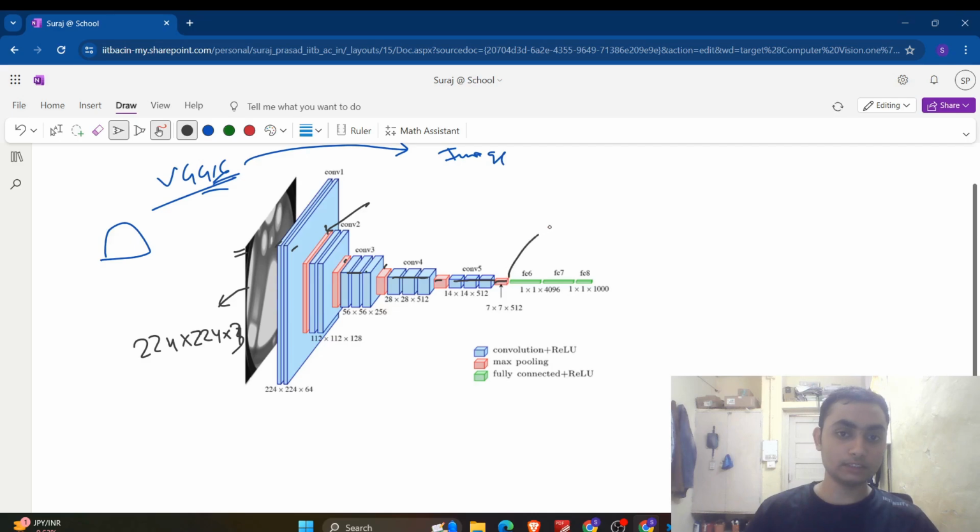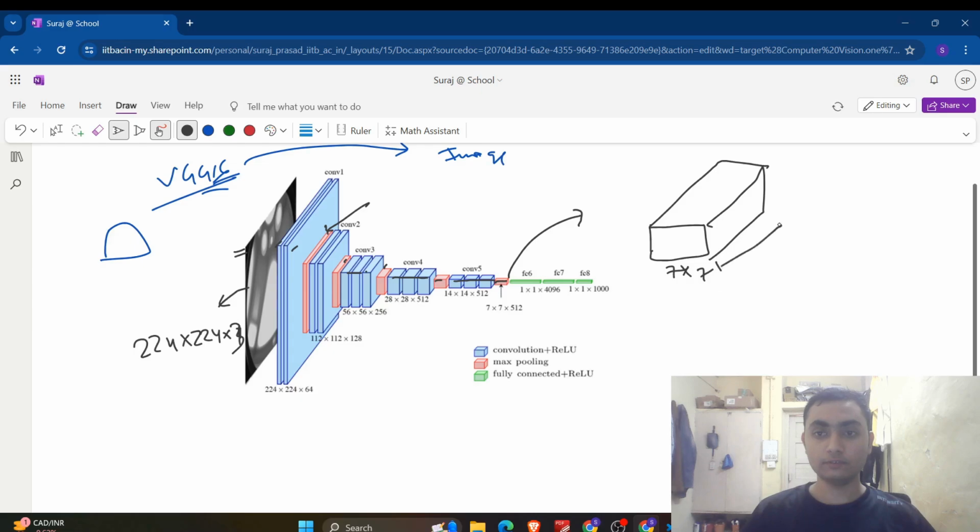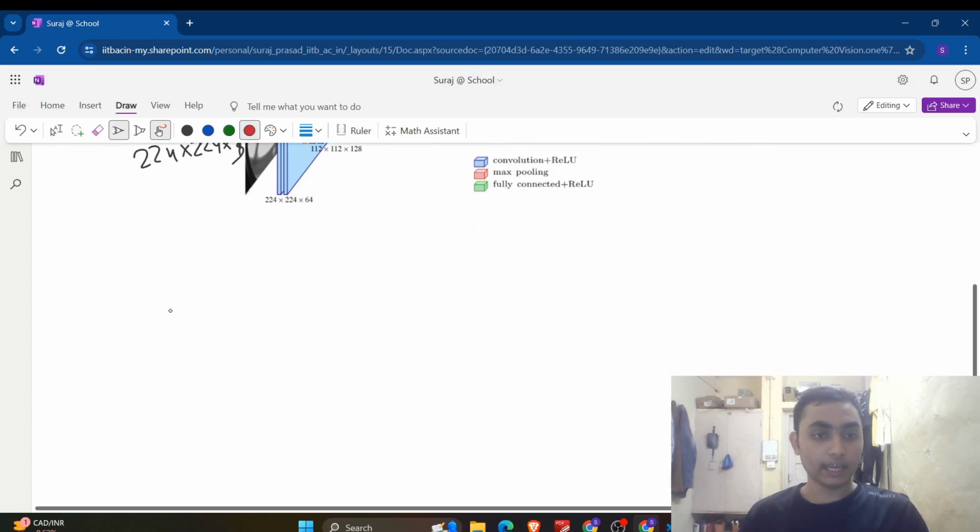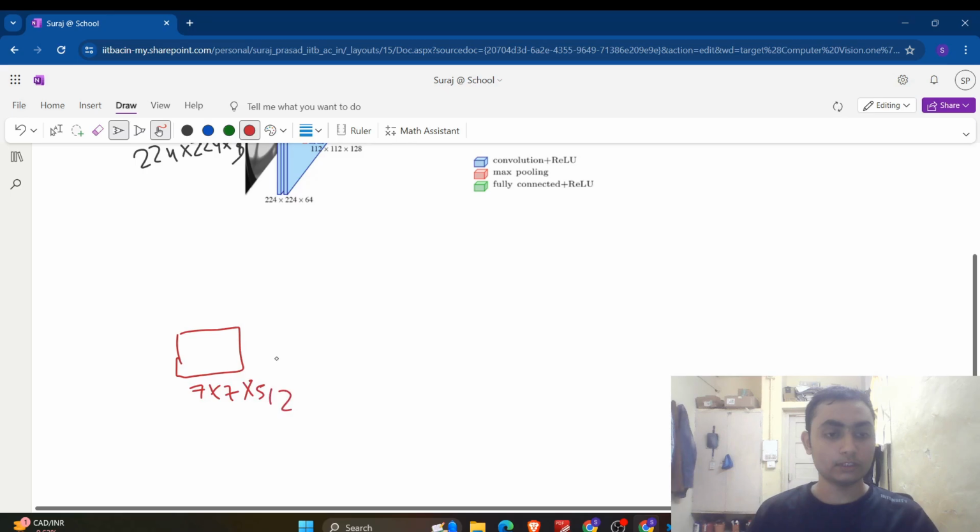What happened after this layer? What output shape were we getting? We were getting an output shape of 7 by 7 with 512 layers. And what did we do after this? We had this 7 by 7 by 512, and we flattened it.